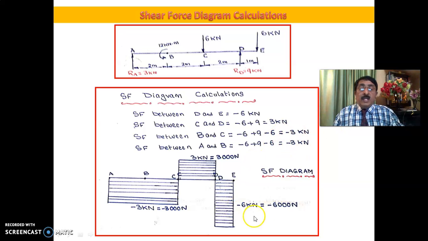Now you see here, you draw the shear force diagram. Okay, between E and D, it is minus 6 kilonewtons.